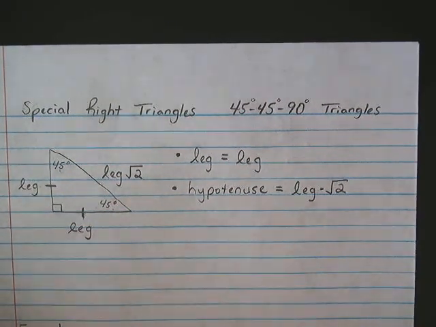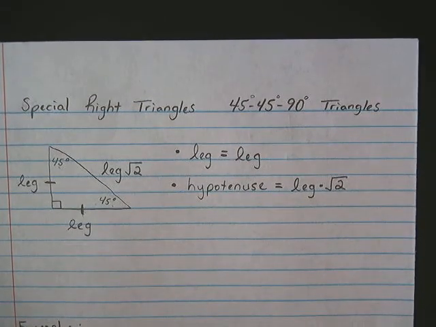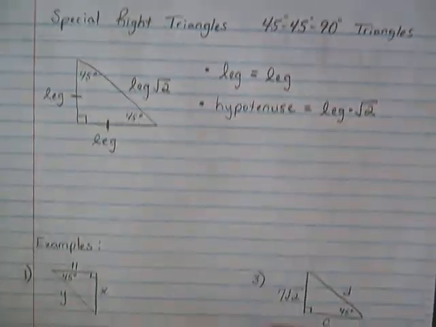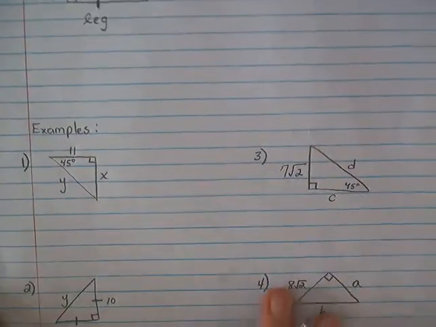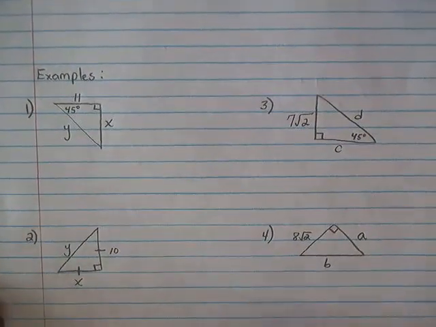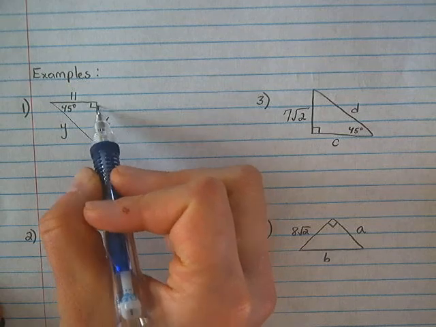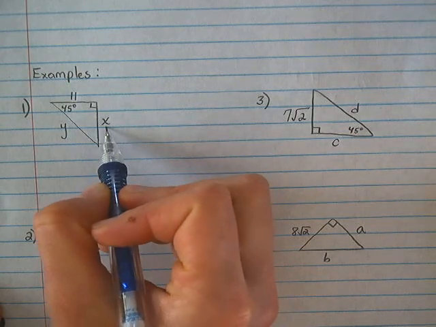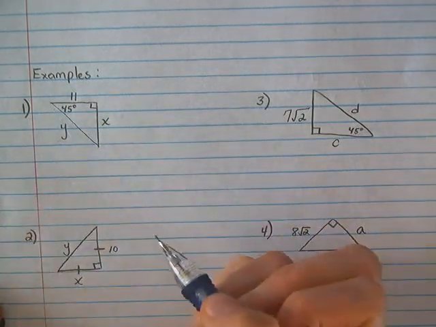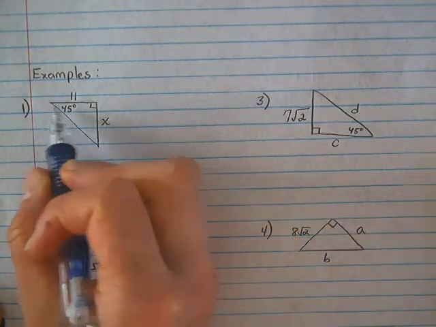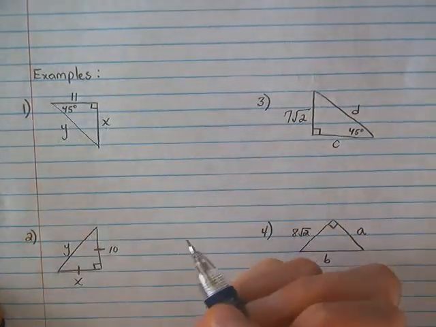Okay, so now we're going to practice this with different types of 45-45-90 triangles. Okay, so let's look at some examples here. All right, so the first one, you have to find the length of this side marked with an X and the length of that side marked with a Y. Okay, so the first thing you want to look for is what kind of triangle is it?